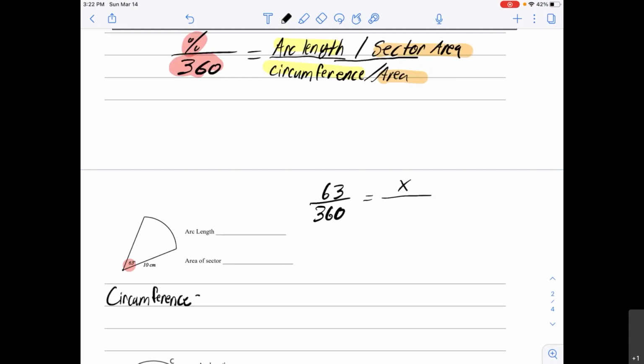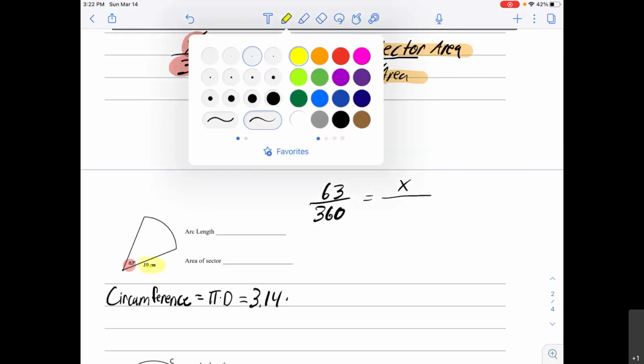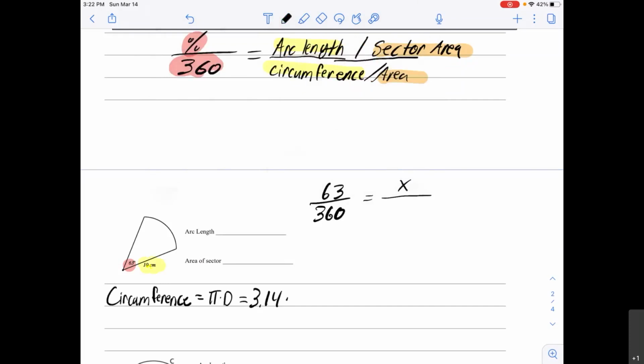I know that the circumference equals pi times the diameter. Pi, we'll use 3.14. And for the diameter, I see over here that the radius is 10 centimeters. So if the radius is 10 centimeters, that means the diameter is 20 centimeters. So 3.14 times 20 will be my circumference. If I do that on my calculator, I get 62.8. So that is what goes over here.